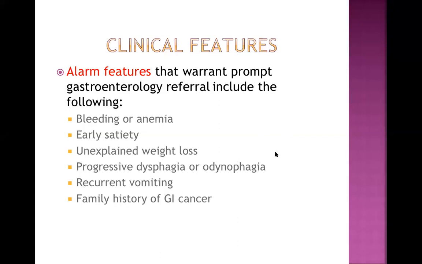Early investigation and diagnosis has to be done. Progressive dysphagia or odynophagia is again a feature of malignancy. In case of stomach, probably this malignancy is present near the fundus area. Recurrent vomiting is a feature of gastric outlet obstruction or pyloric stenosis, one of the complications. It is also seen in carcinoma of stomach. Family history of GI cancer is a very important clue which is provided in the history. That means multiple cancers may be there inside the GI tract.